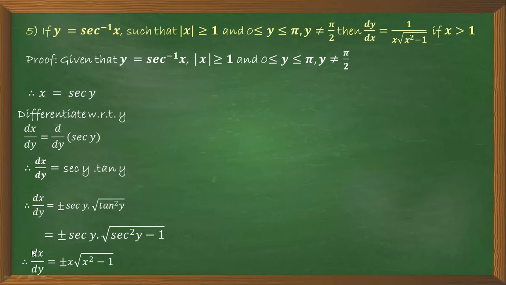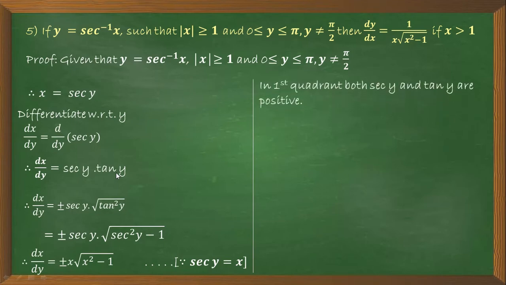So the derivative that we have calculated is in this form, that is plus or minus x into root of x square minus 1. Now we have to decide whether it is plus or minus depending on the given condition that 0 less than or equal to y less than or equal to pi, and sec y into tan y. So see here, what will you write?